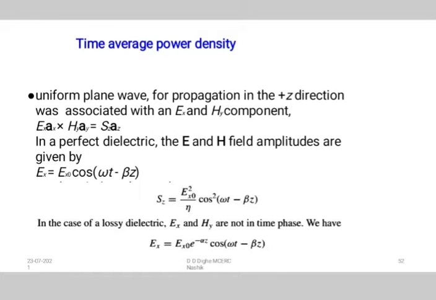Good afternoon. The point is time average power density. The uniform plane wave for the propagation in the plus z direction was associated with an E and H component, which is given here. In a perfect dielectric, the E and H field amplitudes are given by E equal to E0 cos of omega t minus beta z.